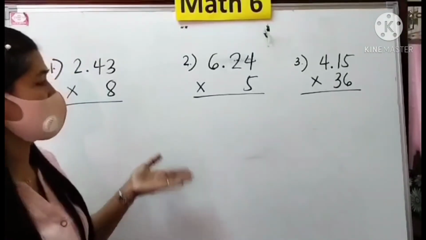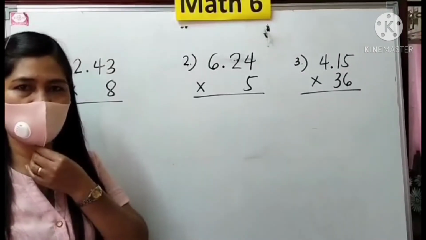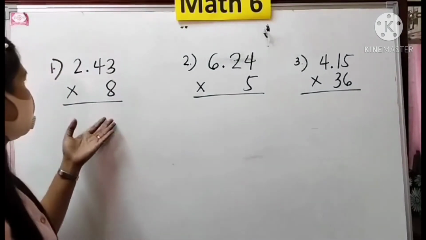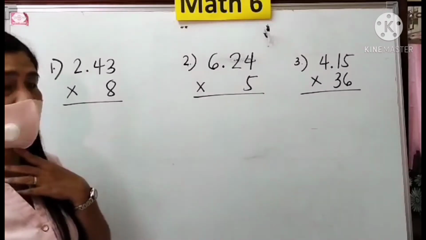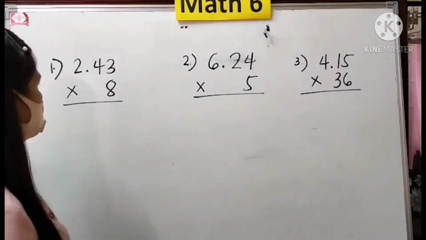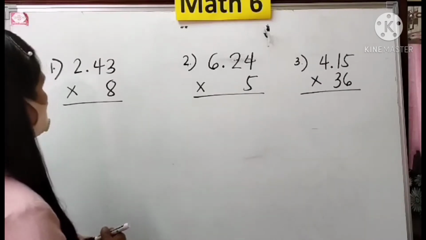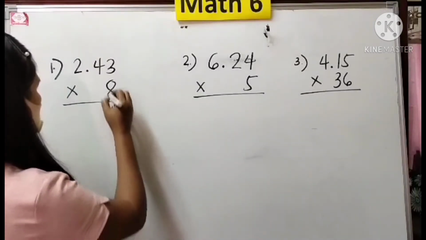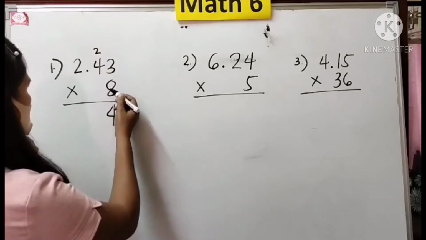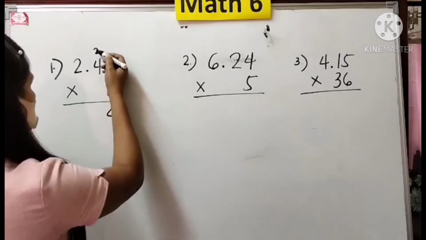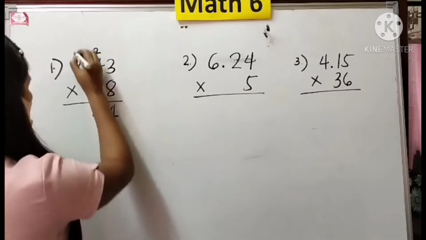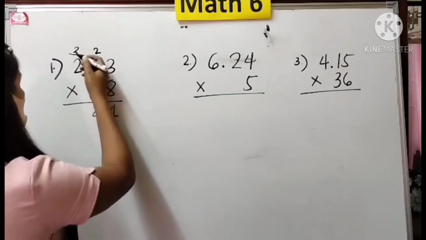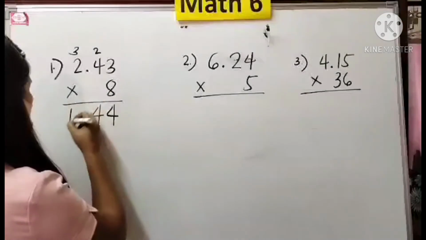Okay, the next set of factors are multiplying decimal by whole number. So let's do the following examples. As you can see, the last digits of the factors are aligned. So you may now proceed to multiplication. So we'll multiply first. 8 times 3 is equal to 24. So 4, carry 2. Then next is 8 times 4 is 32, plus 2 is 34. So 4, carry 3. Next is 8 times 2 is 16, plus 3 is equal to 19.